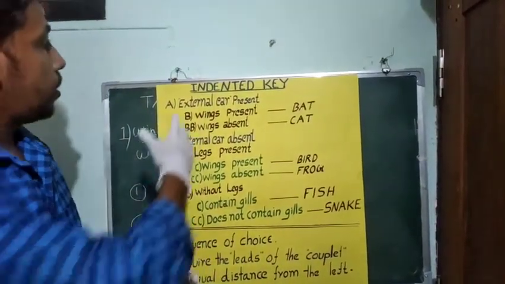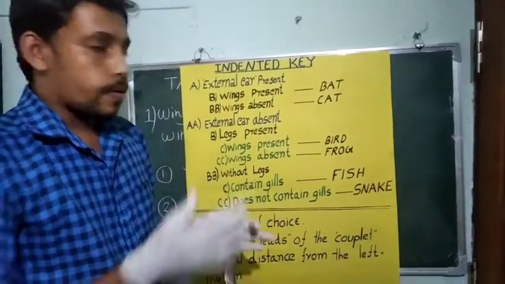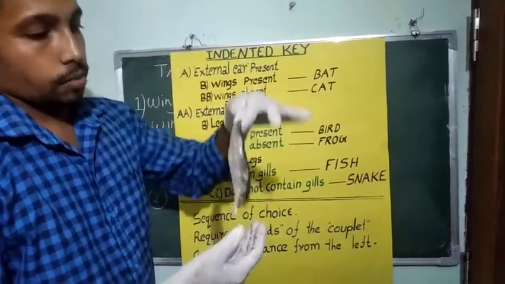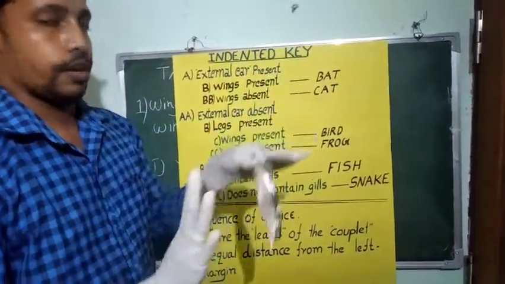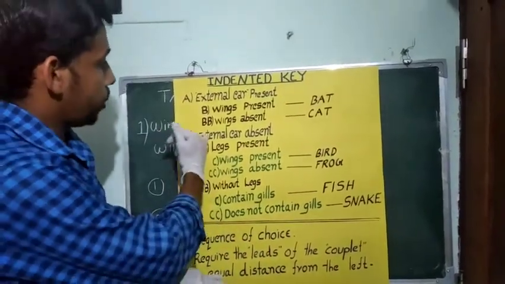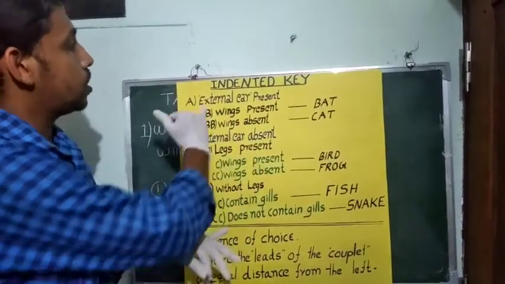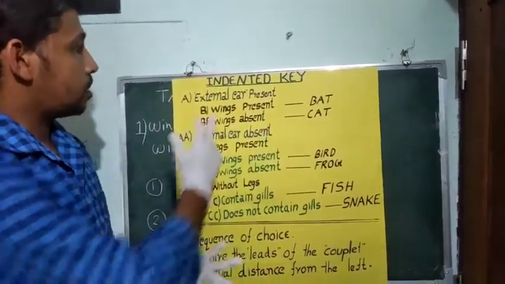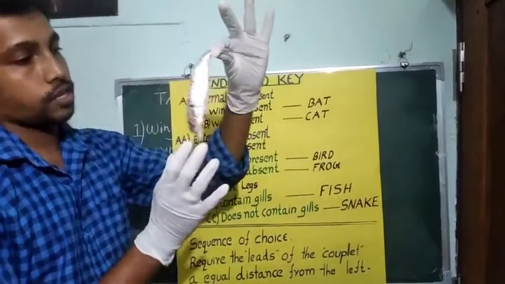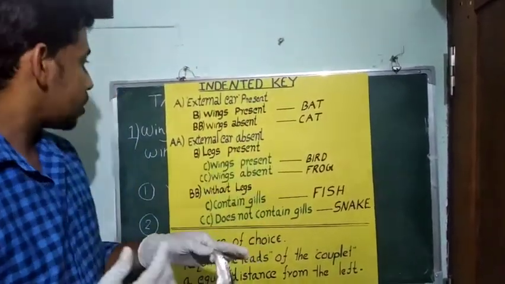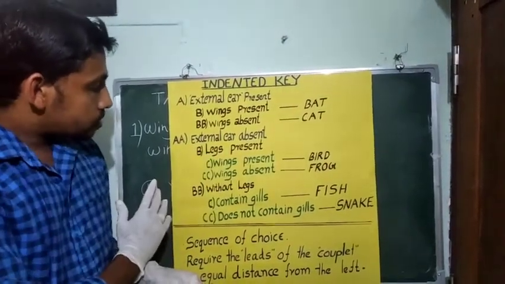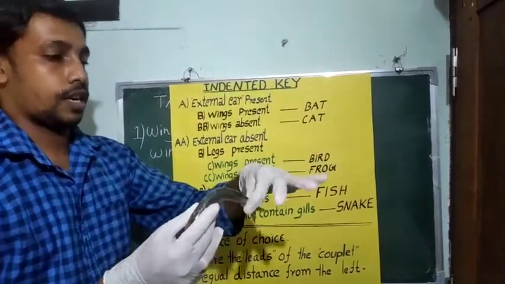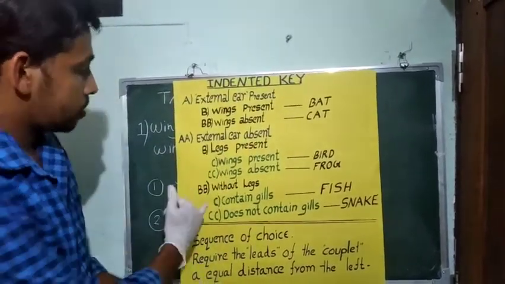The first character is external ears present. When I read this, I must observe this animal. There is no external ear. So we go here: external ear absent. Then legs present or without legs. This animal does not have legs.